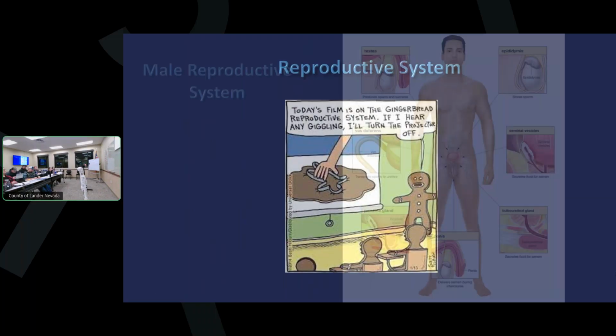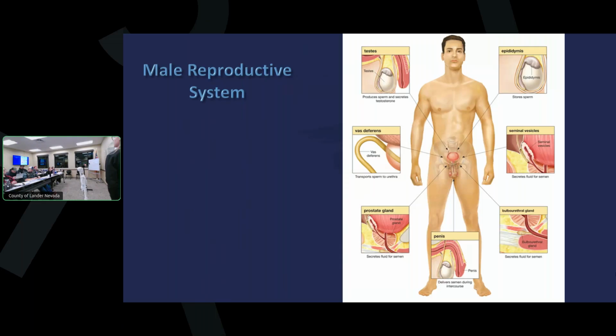All right, so I think this is our last little section here. Male reproductive system, we have the testes. We talked about the vas deferens earlier. That's where they do vasectomies. So they go in and they can cauterize this right here. That's what the semen goes through.